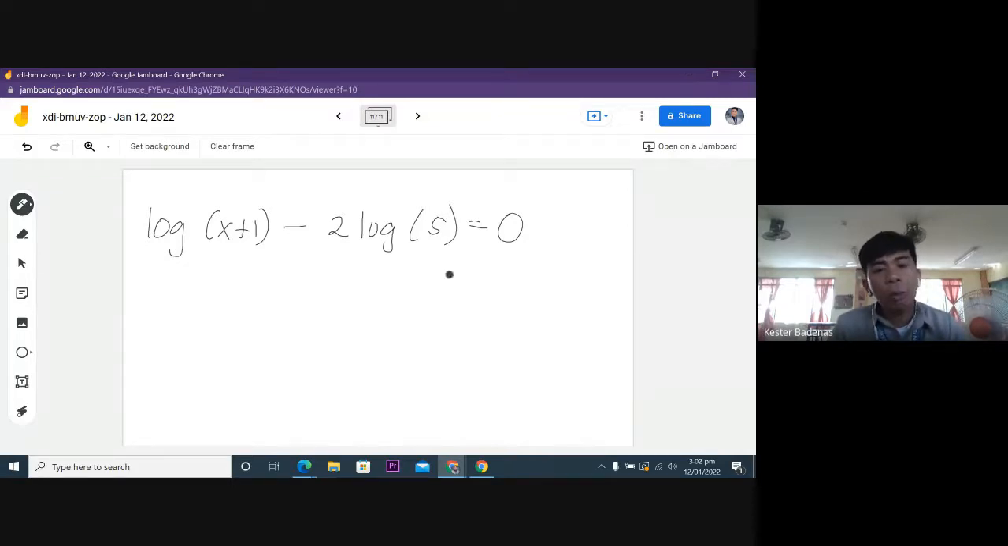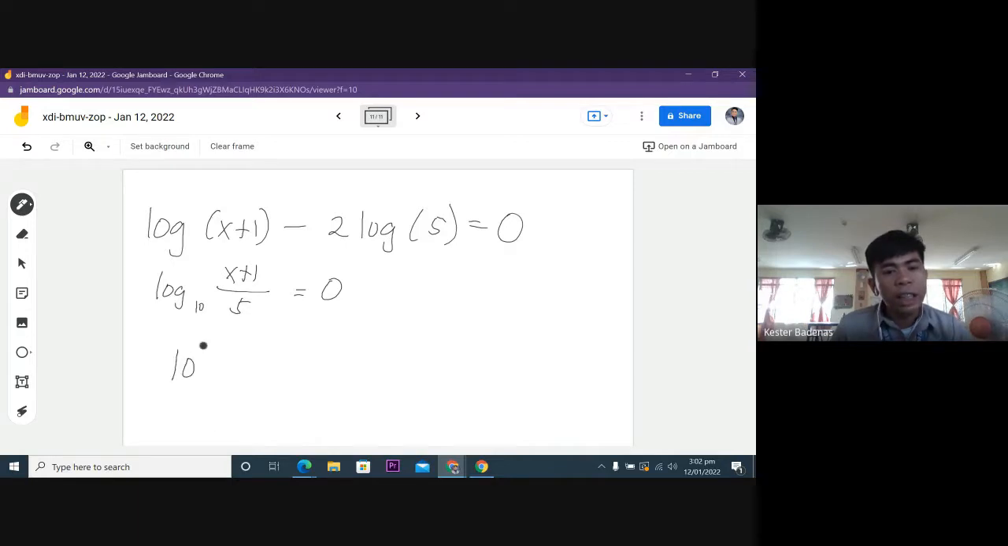Sige, pakita ko muna yung in-apply ko yung power rule, ha? So we have logarithm of x plus 1 over 5, equals 0. Tapos, ano yung base ng dito? 10, di ba? Ayan, 10. So, apply ko yung exponential. I-transform ko siya into its exponential form.